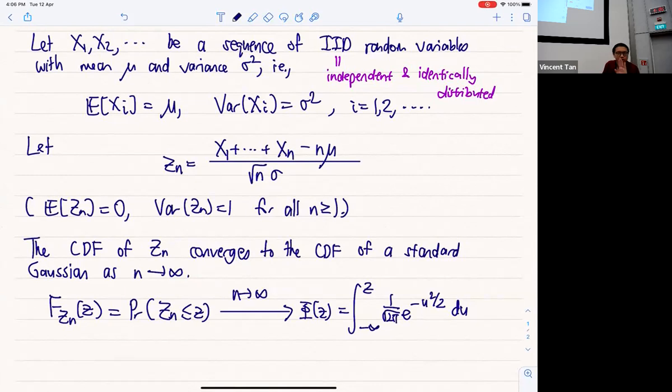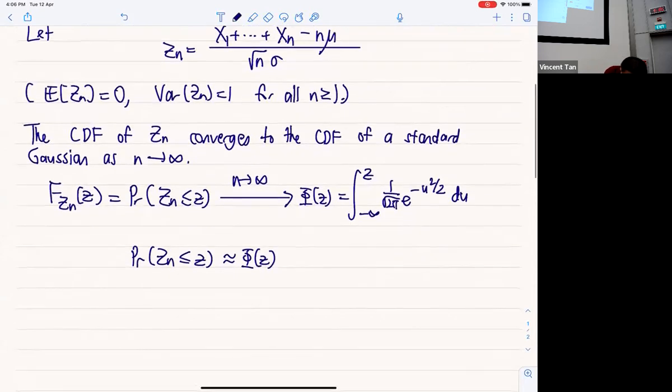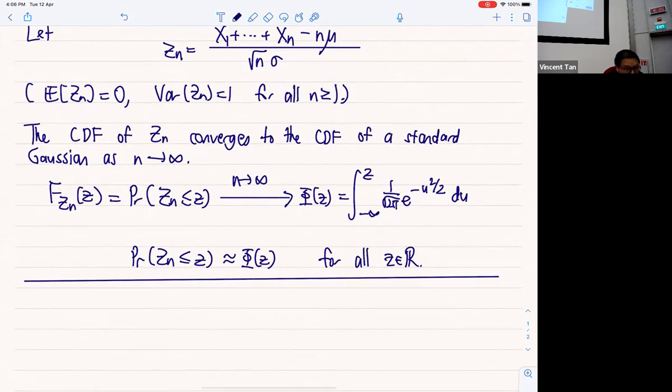But nevertheless, we can do some simple examples. Roughly speaking, as n becomes large, the left-hand side is getting closer and closer to the right-hand side. So we may write this approximation, and the accuracy gets better and better as the number of copies increases. Now this holds true for all z in R. So that is the essence of the central limit theorem.